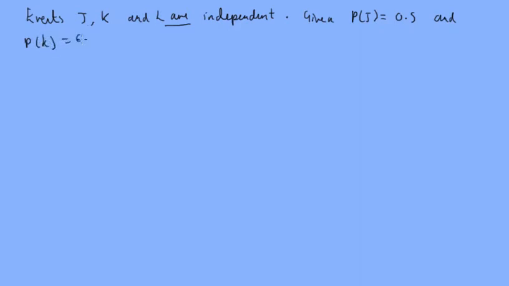So let's look at a couple of examples to show this. So events J, K and L are independent. So we're not showing that they are, we're told that they actually are independent. So given the probability of J is equal to 0.5 and the probability of K is equal to 0.6 and the probability of J and L is equal to 0.24, we want to find the following. Firstly, the probability of J and K, then we want to find the probability of L, and then we want to find the probability of K and L.